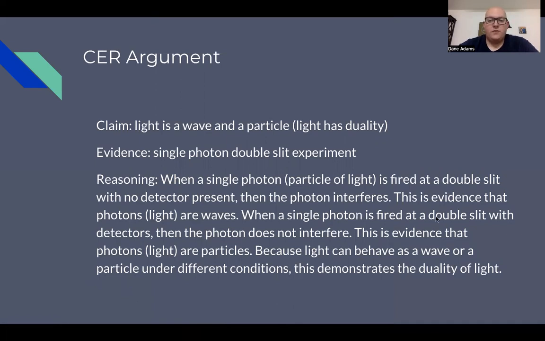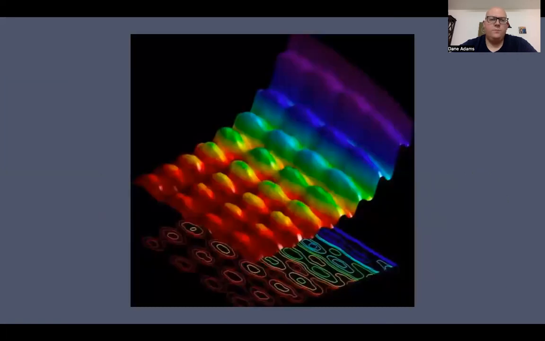When a single photon is fired at a double slit with detectors, then the photon does not interfere. And this is evidence that photons, or light, are particles. Because light can behave as a wave or a particle under different conditions, this demonstrates the duality of light. If you'd like to update yours or add anything to it, feel free to do so.